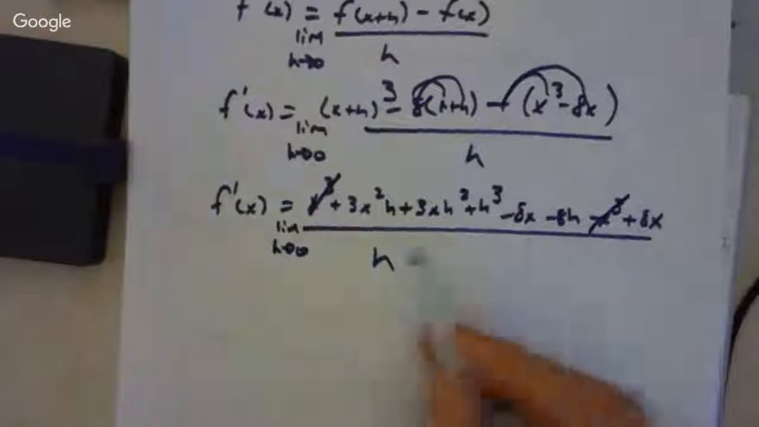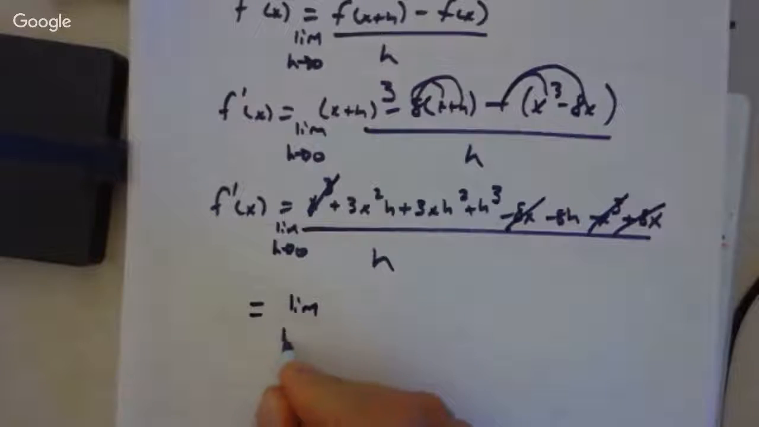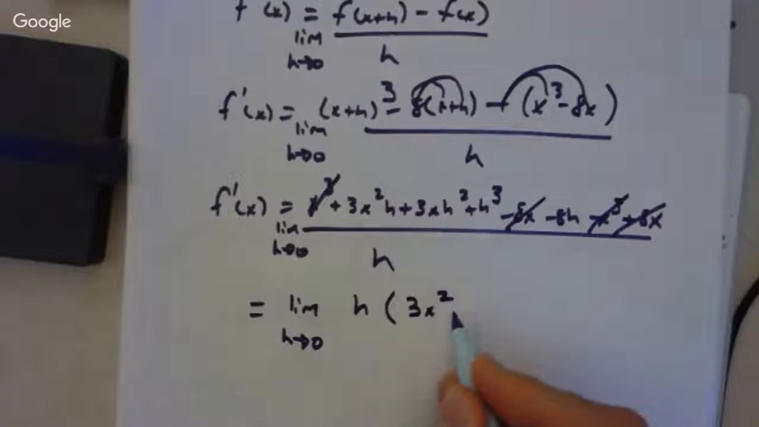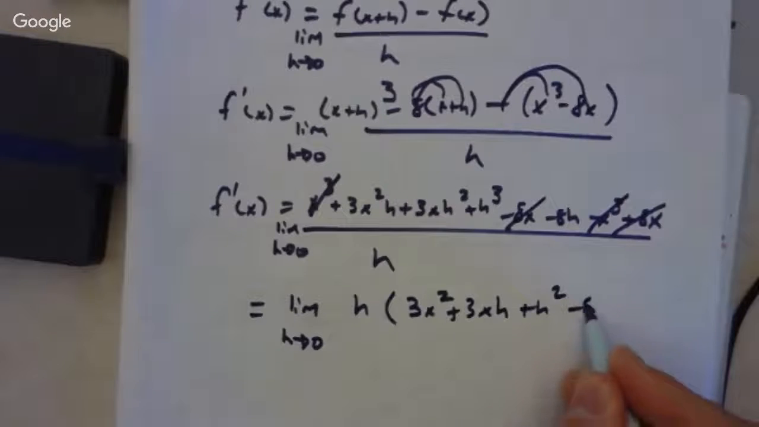Goodbye, goodbye. What else? Okay, so this is equal to the limit as h goes to 0. I'm going to take the h out now, taking an h out of everything. So that gives me 3x squared plus 3xh plus h squared minus 8.